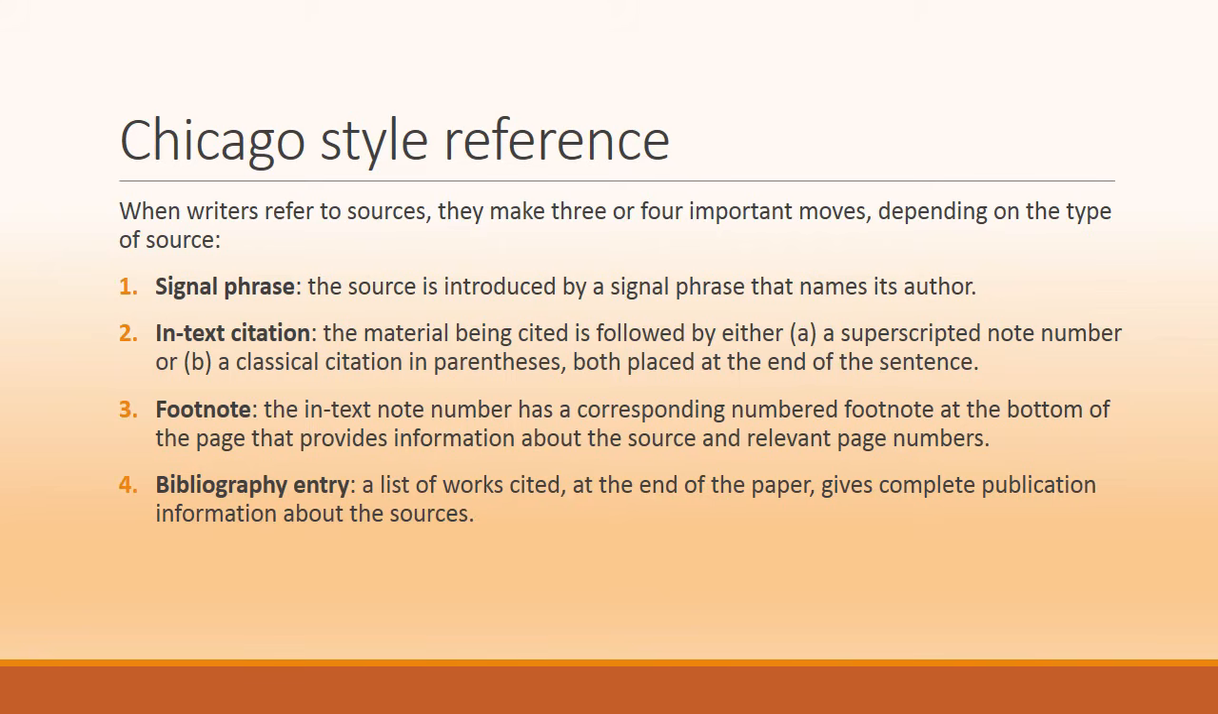Third, the in-text note number has a corresponding numbered footnote at the bottom of the page that provides information about the source and relevant page numbers. And fourth, a list of works cited at the end of the paper gives complete publication information about the sources.